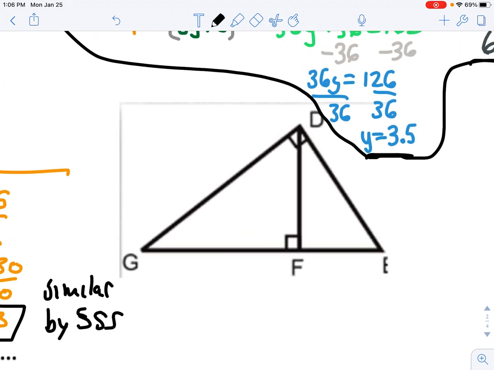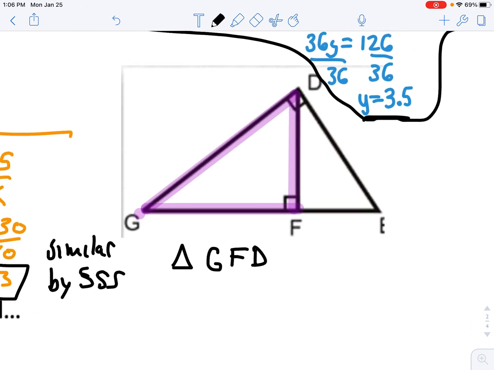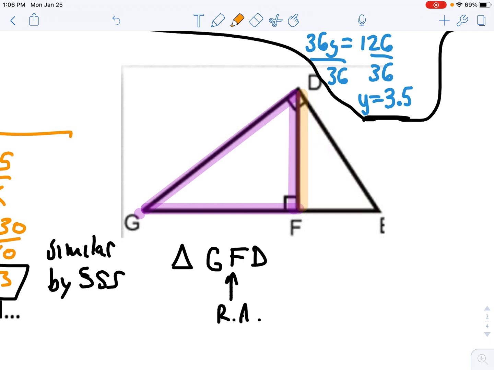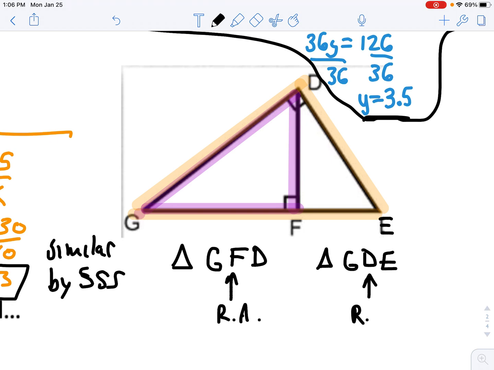This next one is a doozy. We actually have 3 triangles going on right here. In fact, we talked about something similar to this, pun intended, yesterday. But notice how we have triangle GFD. Triangle GFD. This is a right angle. And then what else do we have? Well, let's talk about the big one. Notice how we have triangle, that's supposed to be an E right there, kind of got cut off. Then we have triangle GDE.